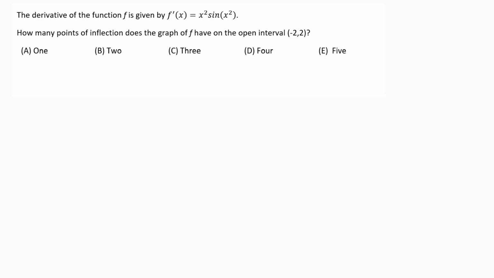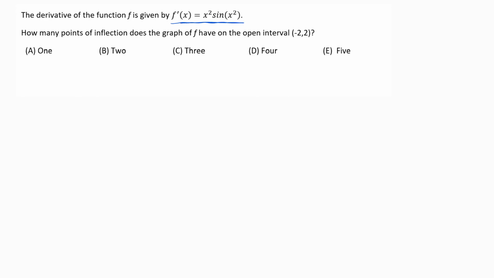In this example, we're starting off by being given the derivative equation. So what we're being given here is our f prime of x equation, our f prime of x graph. And what they want us to do is determine how many inflection points the original graph, f, has on this interval they've given us here from -2 to 2.